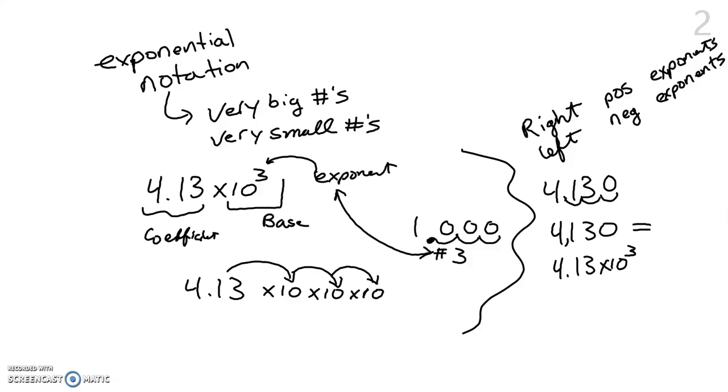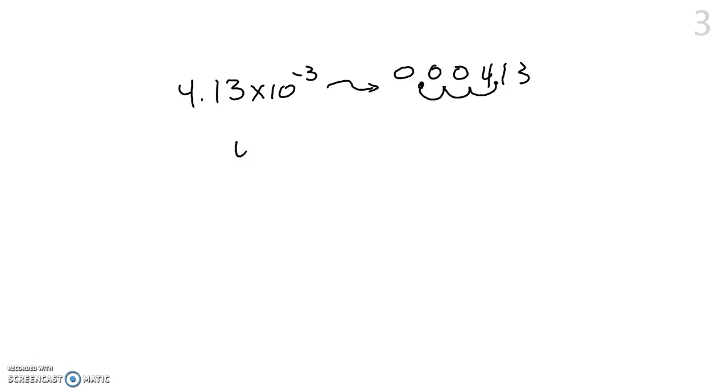So, that's awesome. If we do 4.13 times 10 to the negative third, well, what does that equal? Well, negative 3 is going to move the decimal to the left 3 times. So 4.13, 1, 2, 3. So 4.13 times 10 to the negative third is equal to 0.00413. Again, for very big numbers or very small numbers, we can use these cool exponents.